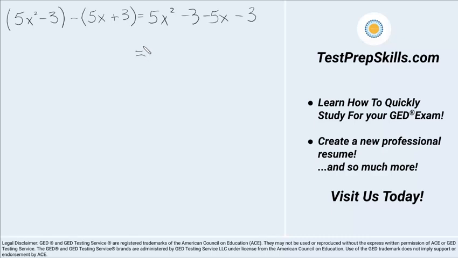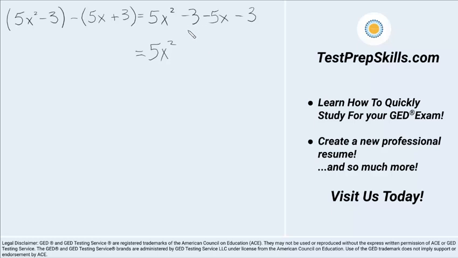So now what we're going to do is we're going to look at our terms and see if we have any like terms. So like terms means that they're in the same form, right? So let's start with our first term. We have 5x squared. Do we have any other terms that have an x squared in them? No, we don't. So we can just recopy it, 5x squared. That's as simplified as it's going to be, okay?